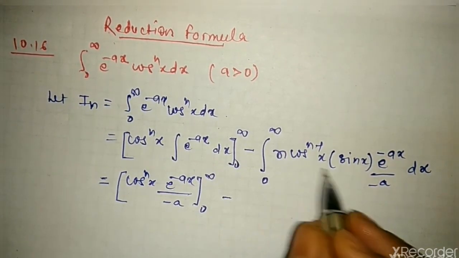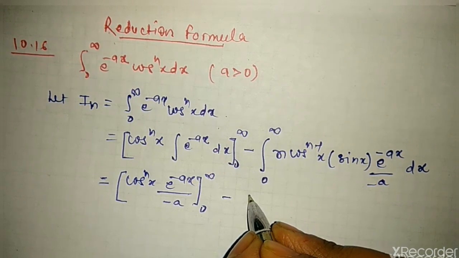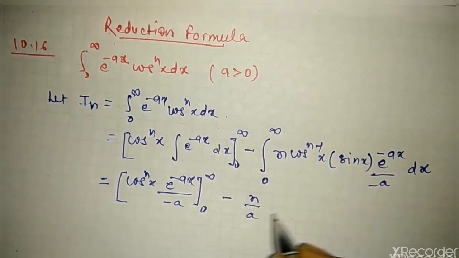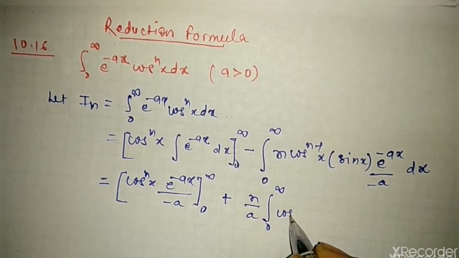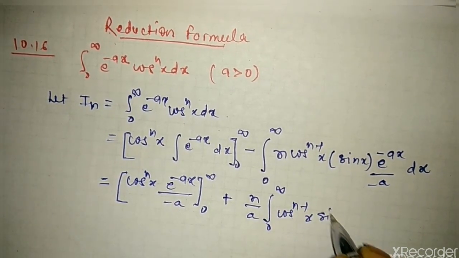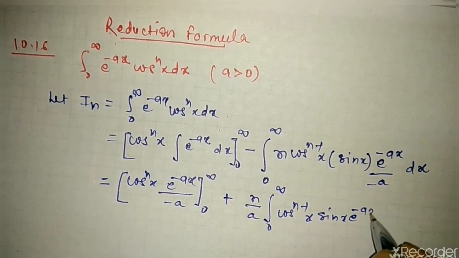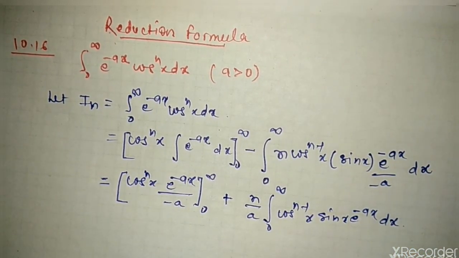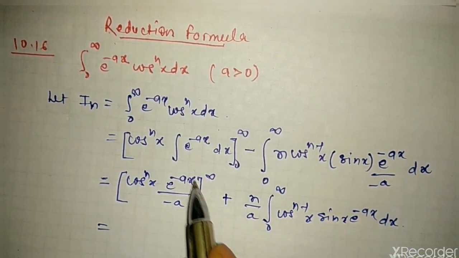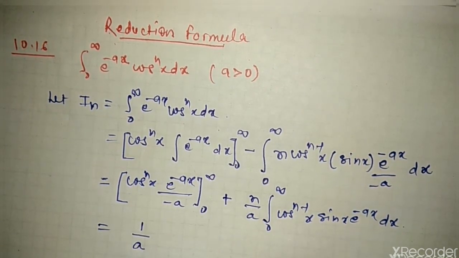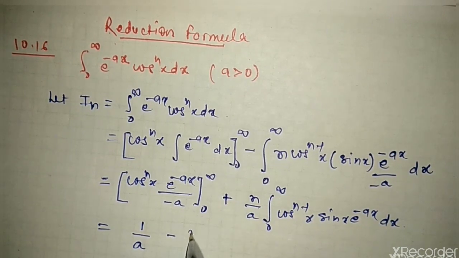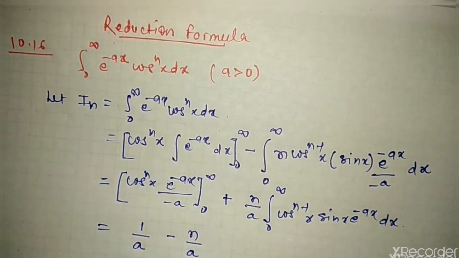And then we have the other term. So n is taken outside, again we have the a, and this one gets the plus sign: the integral from 0 to infinity of cos^(n-1)x sin x e to the power minus ax dx. Now on substituting the values 0 and infinity, we have here 1 by a, and then minus n by a.